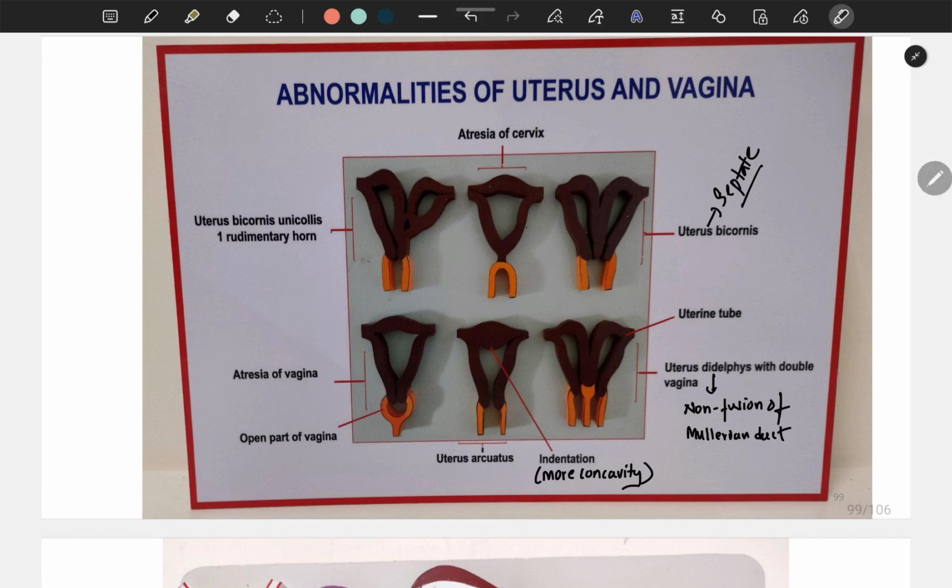Now, coming to the uterus didelphys with a double vagina. There will be non-fusion of the paramesonephric ducts, which forms two vaginas and two uterus bodies. These are two vaginas and two bodies of uterus. Okay.